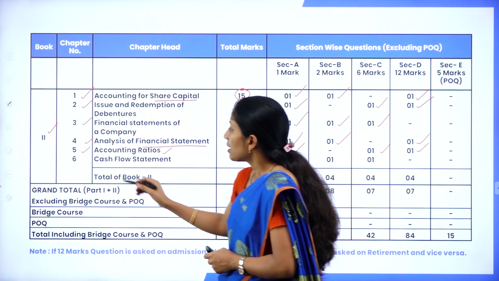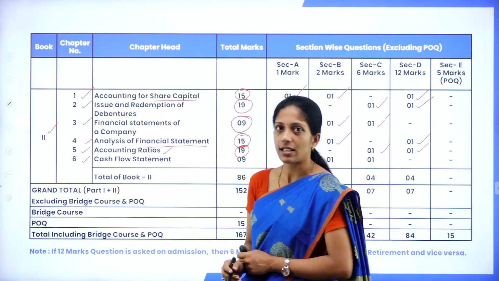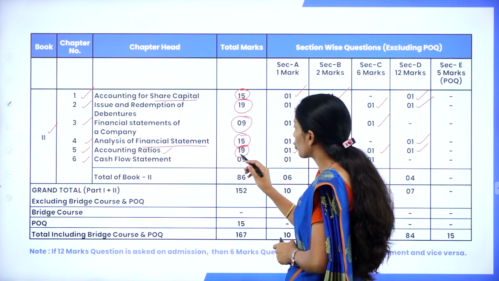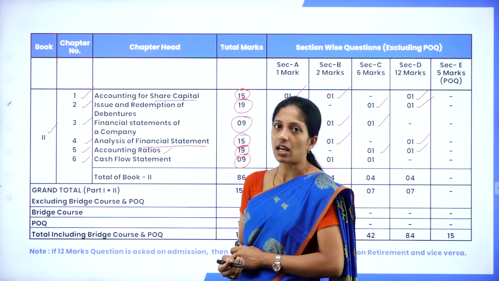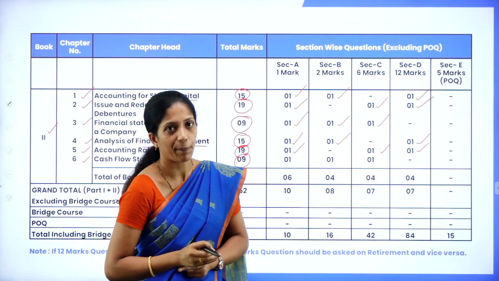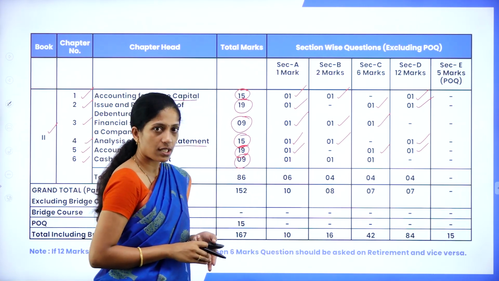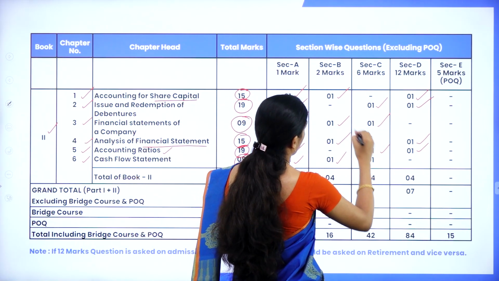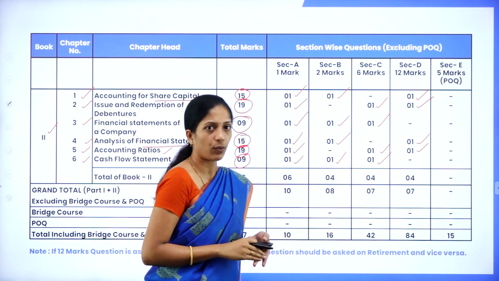Next is your last chapter, 6th chapter, cash flow statement under book 2, and the total weightage is 9 marks. So this is quite a small chapter, where the total weightage is 9 marks, where you can expect 1 mark 1 question, 2 marks 1 question, as well as 6 marks 1 question.